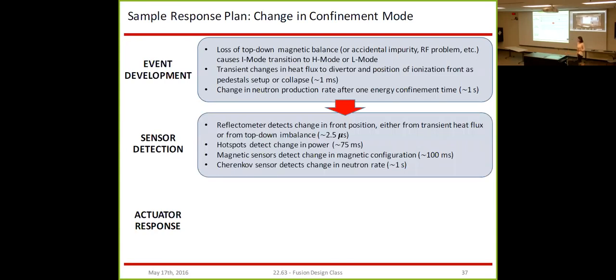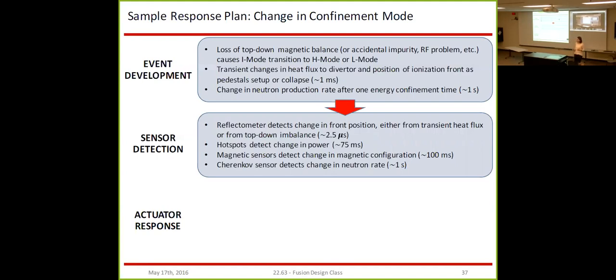Now, our sensors will pick up these events. The first signal you're going to get is from your reflectometer after about 2.5 microseconds. And this will detect a change in the front position. This could be from the transient changes in heat flux that I outlined, but it could also be from the top-down magnetic imbalance that caused your loss of I mode in the first place. A little bit later, around 75 milliseconds, you'll detect a change in temperature from your hot spots. And around the same time scales, your magnetic sensors will pick up a change in the magnetic equilibrium.